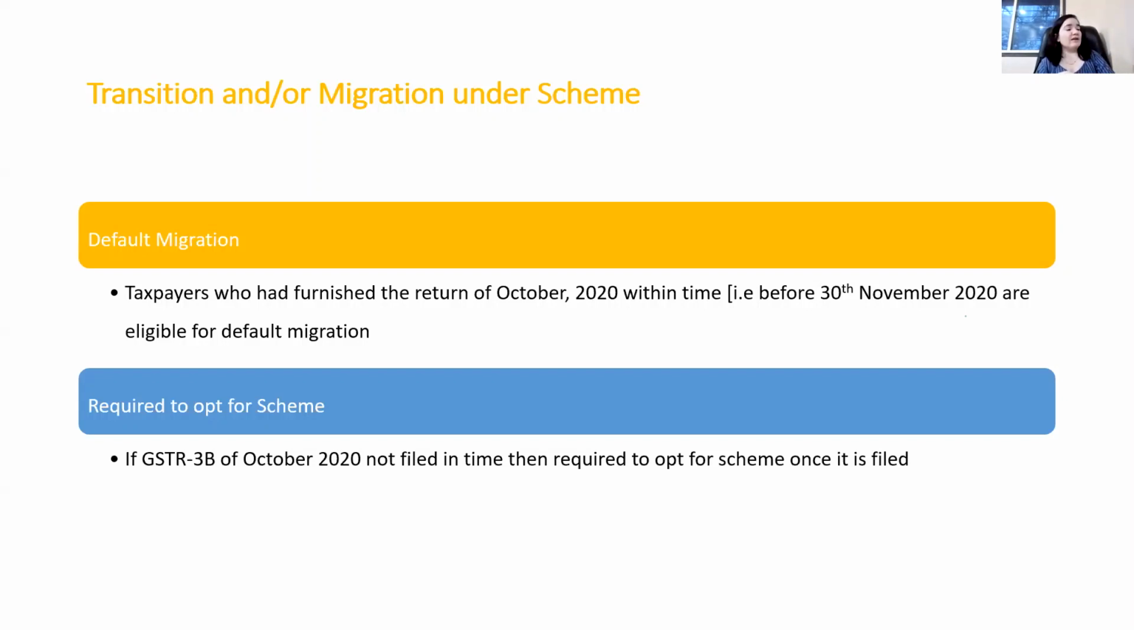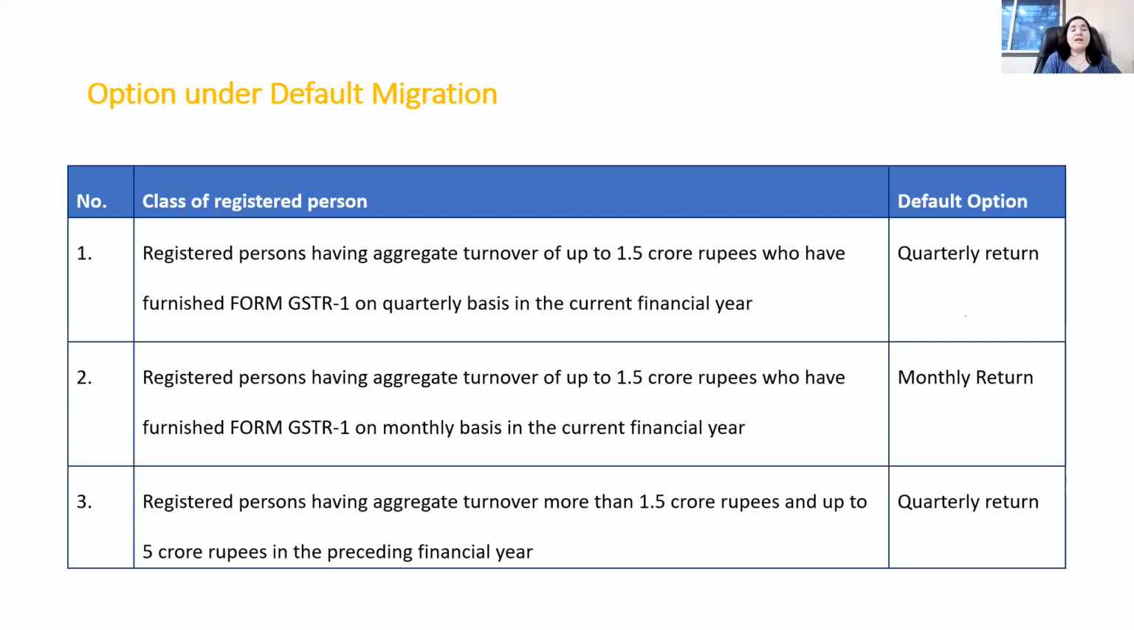So divide the taxpayers by which category you are in: whether in default migration, that is, after the conditions are satisfied you have migrated by default, or the taxpayer has to opt for the scheme. Now, in case of default migration, let's see how they have migrated.